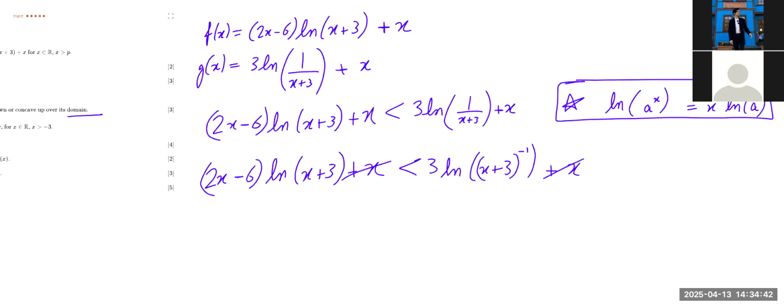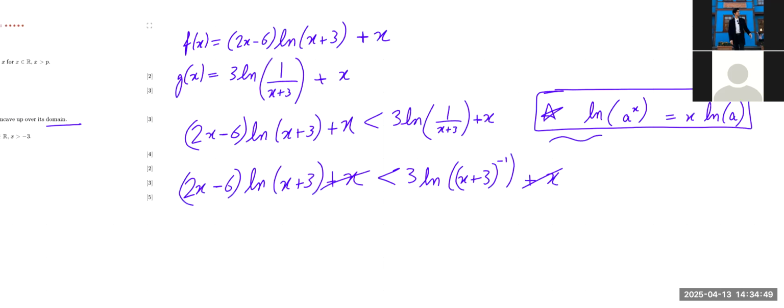The rest of the method stays the same, so 1 over x plus 3 can be written as x plus 3 to the power of negative 1. And using this rule where we can take out a power and put it up front of a logarithm, we can take the negative 1 and put it up front, which makes the 3 negative 3.